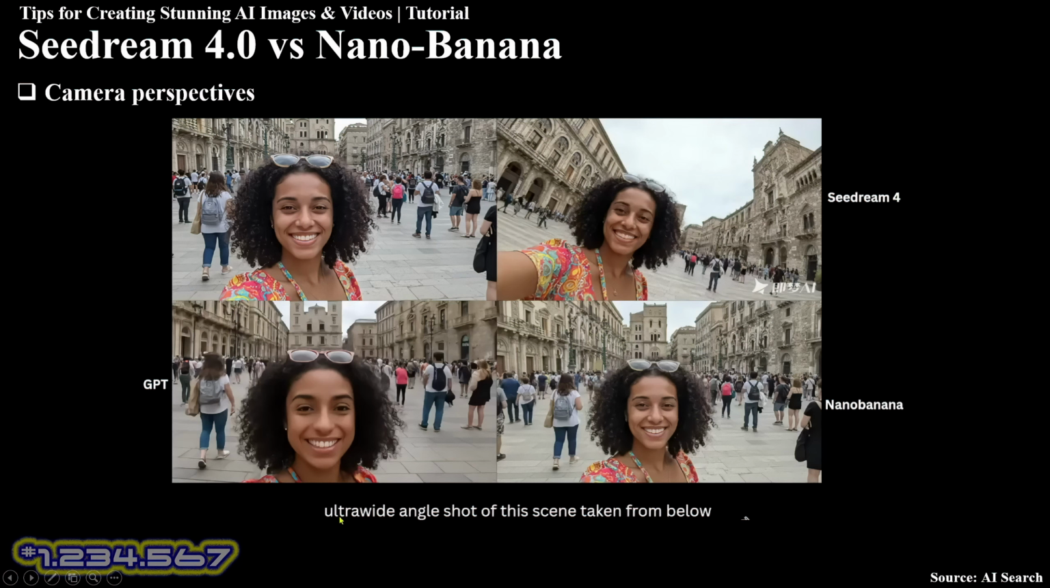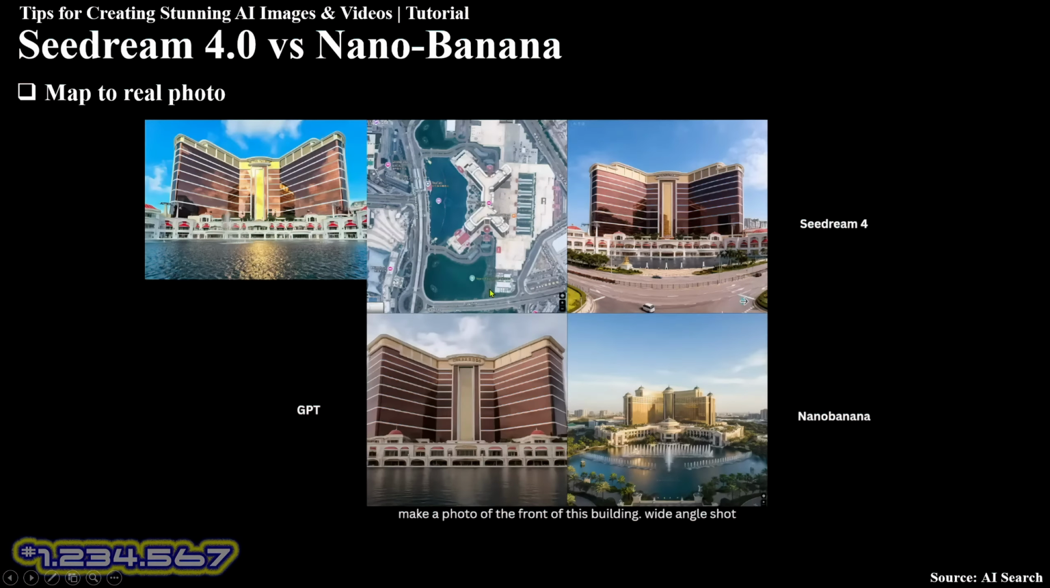We can also change to an ultra wide angle shot, and we can see that this Seedream now gives a wide angle shot. Some of the men here are still good, and Nano-Banana somehow didn't change anything here. GPT is again changing the character appearance. So Seedream is still winning in this.